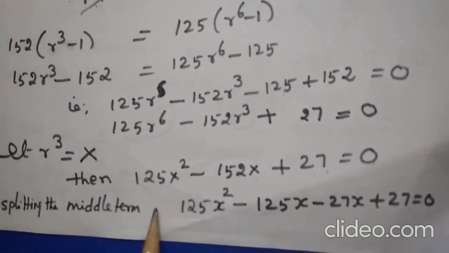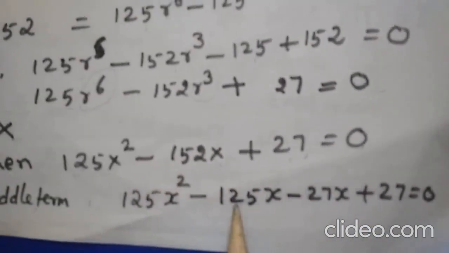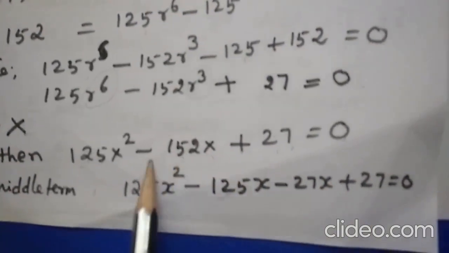By splitting the middle term, 125 into 27, so you are taking the last sign plus. So addition of the factors should be the middle term, but negative. So 125x squared minus 125x minus 27x plus 27 is equal to 0. You are taking common, 125 common, x minus 1 minus 27 into x minus 1. So the factors are 125x minus 27 into x minus 1 is equal to 0.